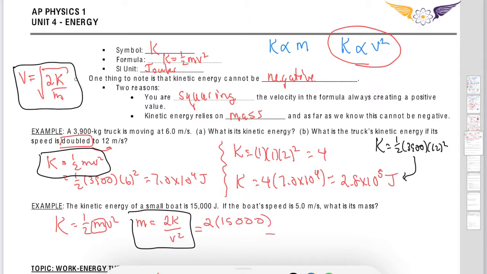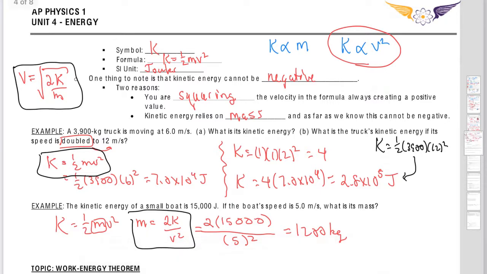If we go back to our question and we're solving for the mass, we're going to do 2 times 15,000 divided by 5 squared. That's 2 times 15,000 divided by 25, because that's what 5 squared is. It's going to be a mass of 1,200 kilograms. That would be the mass of our boat.